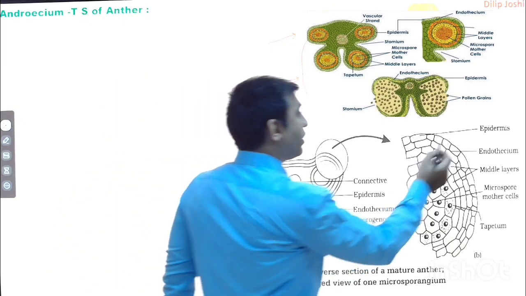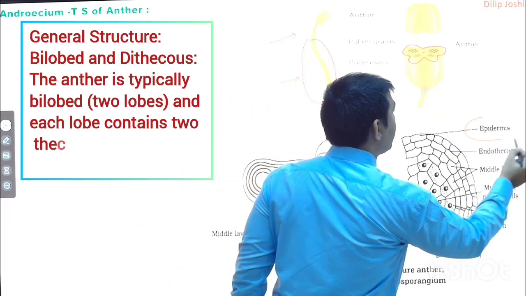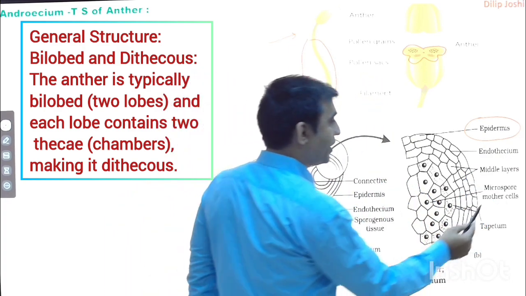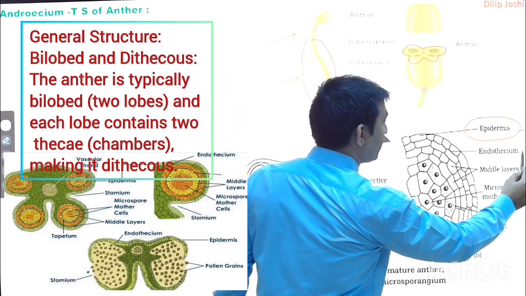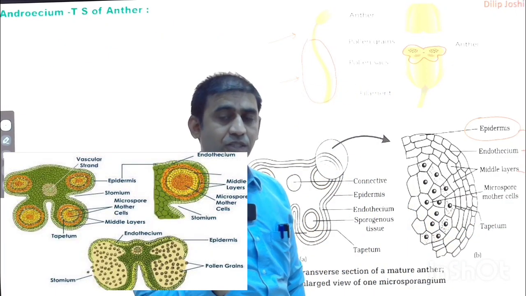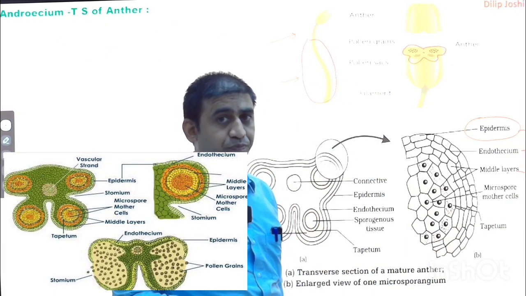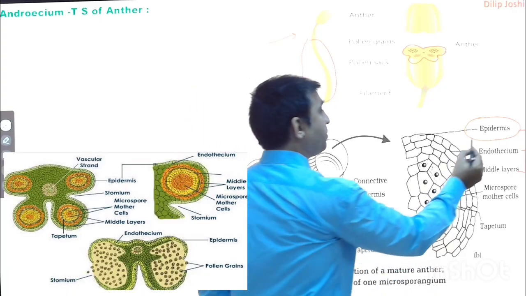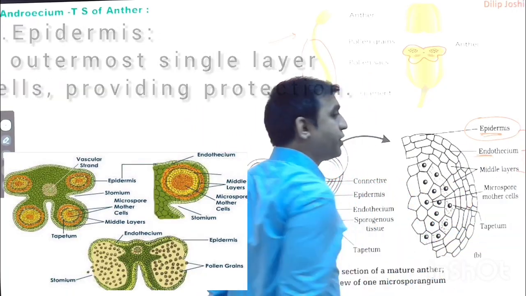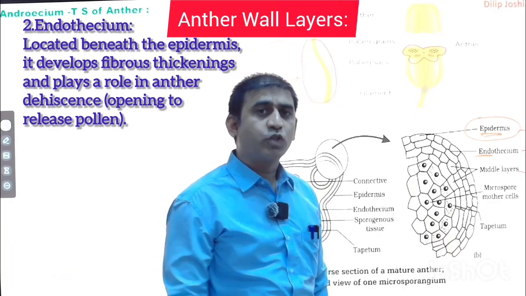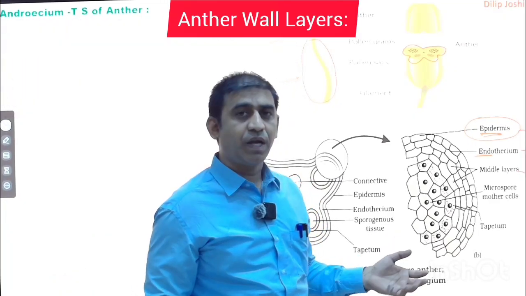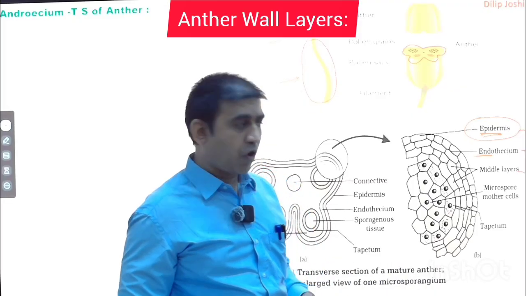So the anther will show this part. From the outer part is the epidermis, which is protective. Generally these three layers are protective, that is epidermis, endothecium and middle layer. These all three layers are protective in function. The epidermis is the outermost protective layer. The endothecium is hygroscopic. Hygroscopic means moisture absorbing. It has moisture and also has an alpha cellulosic wall.